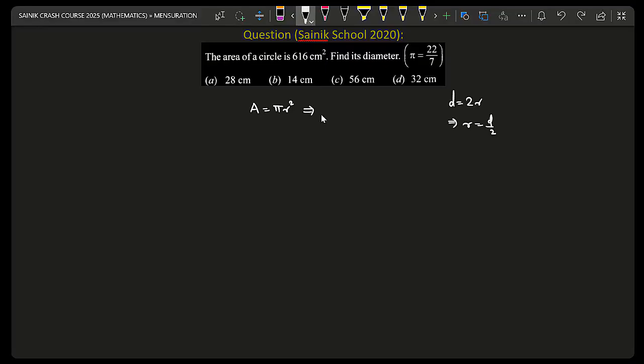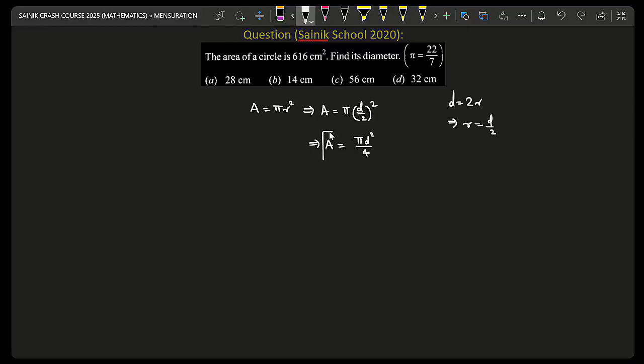So area is equal to pi times, in place of r, use d by 2 whole square. The square can be distributed to both d as well as 2, so d square by 4. So we can write area is equal to pi d square by 4.